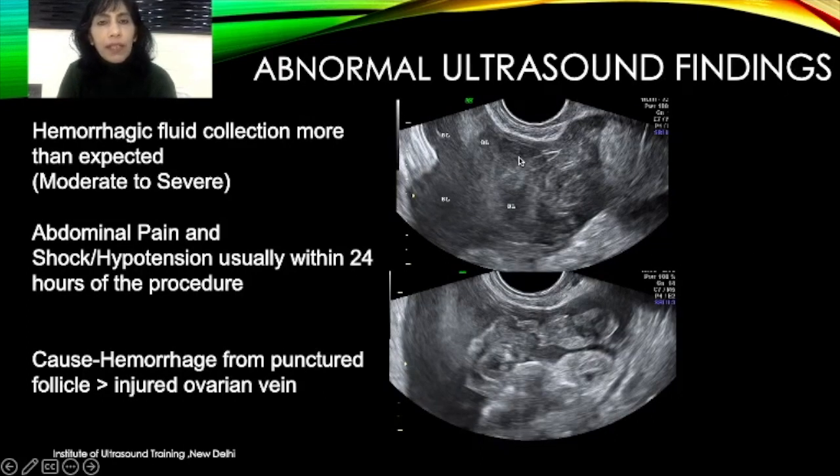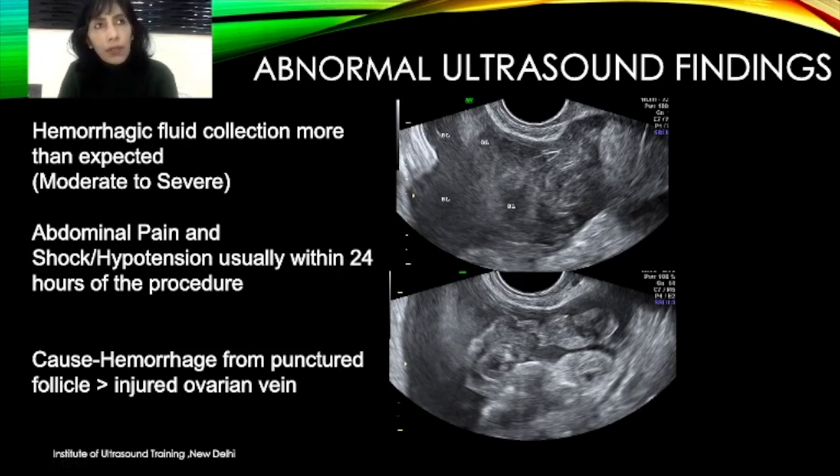If you look at these pictures, you see more fluid, less of the organs. There is a large amount of fluid collection, moderate to severe, which is hemorrhagic, and you can see bowel loops in between. There are some clots also. This is the bowel area, and you can see a lot of hemorrhagic fluid collection. This amount of collection is not a normal thing. You should be careful, and very often these patients present with abdominal pain, hypotension, shock, usually within 24 hours of the procedure, which indicates intraperitoneal hemorrhage.